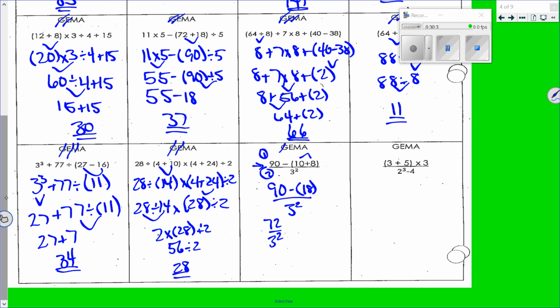Now that I've finished the top, now I go to the second group, which is the bottom. Again, following it, there's only one thing there, that's that exponent. 72 divided by 9, which equals 8.